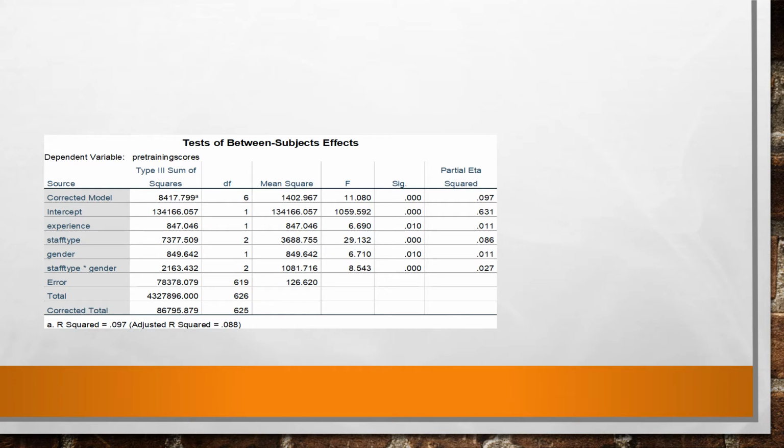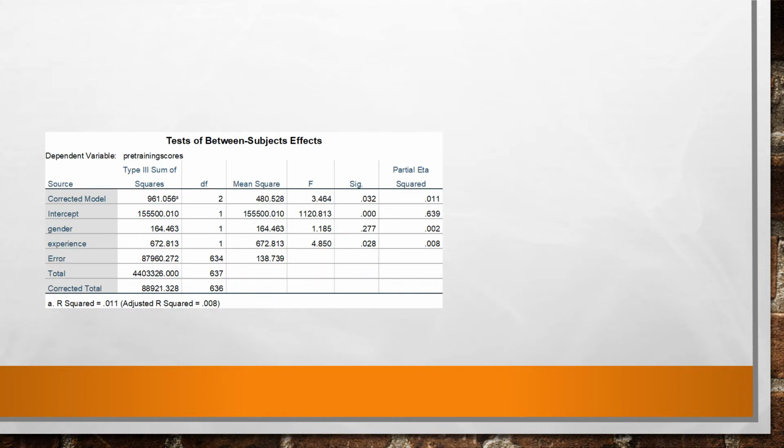So here you will see I tested the ANOVA with pre-training scores, which is the dependent variable, by staff type and gender, with staff years of experience being the covariate or the confounding variable. Shown here, you will see experience level, staff type, and gender show less than 0.05, which means rejection of the null hypothesis. So all three have a significant effect.